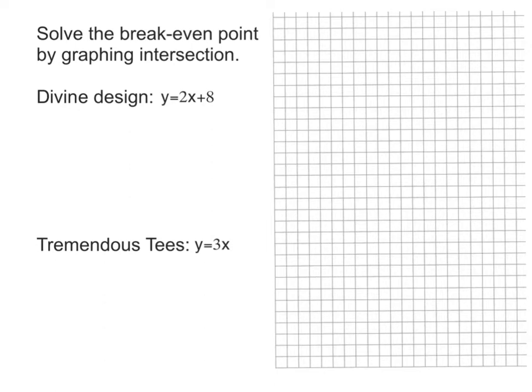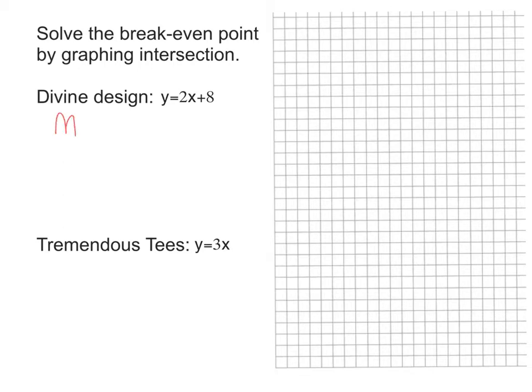Solve the break-even point by graphing the intersection. So we have the two equations that we had in the previous problem. Divine Design, y equals 2x plus 8, and Tremendous Tees, y equals 3x. Before I start graphing, I am going to come and write my slope and my y-intercept. So I'll start with Divine Design.